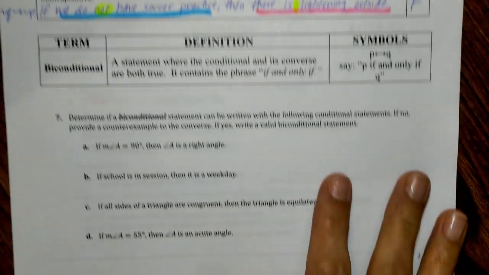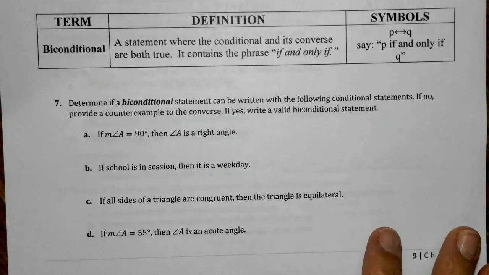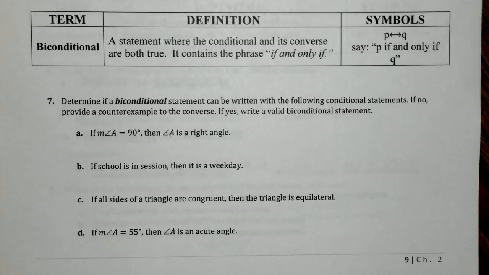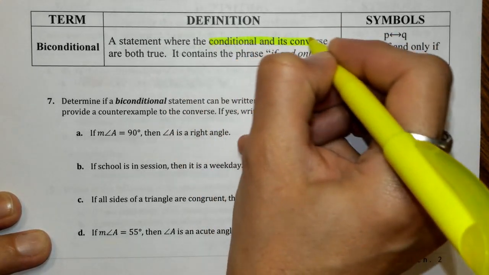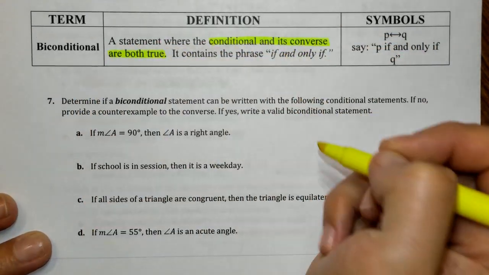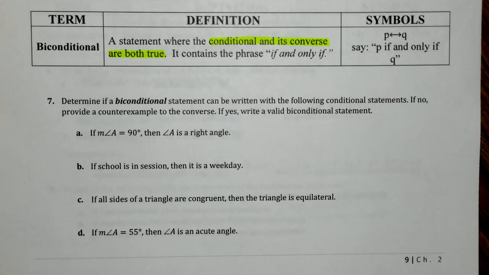The last one we're going to talk about is pretty easy to recognize because it's not going to have the if-then and the comma in between. This is going to be what's called a biconditional. The biconditional only works if the conditional and its converse are both true. So you have to look at the conditional statement, then you have to switch your hypothesis to conclusion and see if it works the other way around also.